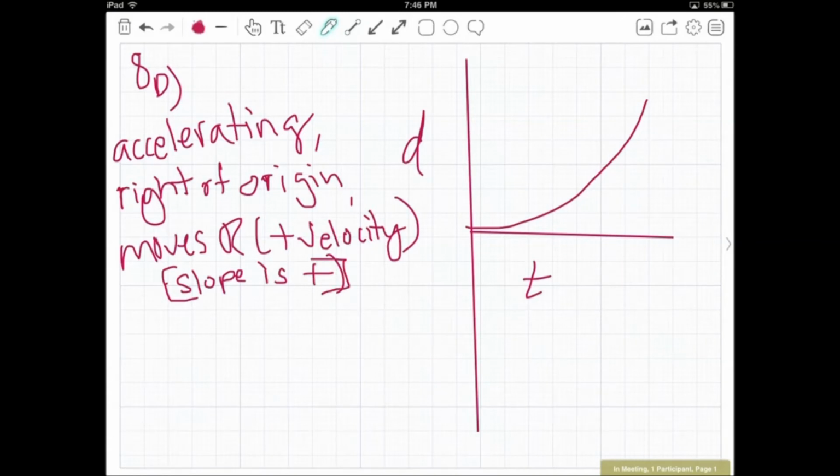The last thing that we can say is this object is speeding up because it gets steeper as time progresses. Starts very flat and ends up being very steep. So, if our velocity is positive and we're speeding up, that means our acceleration has to be positive as well. Remember that sign convention? They have to agree in order to speed up.